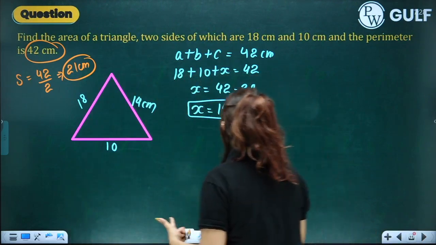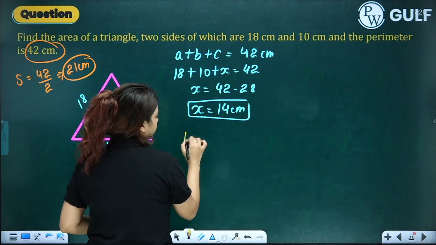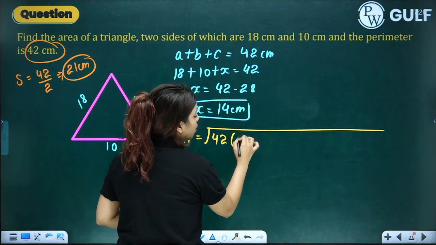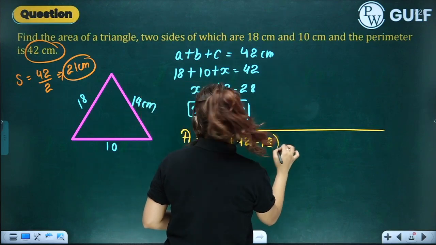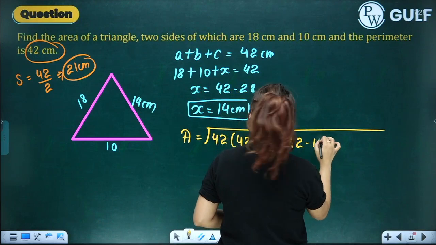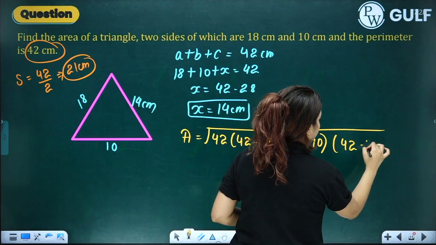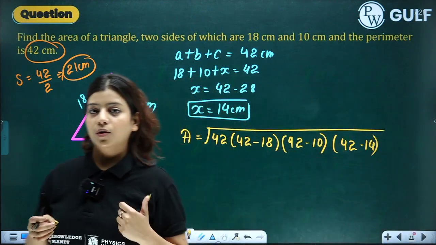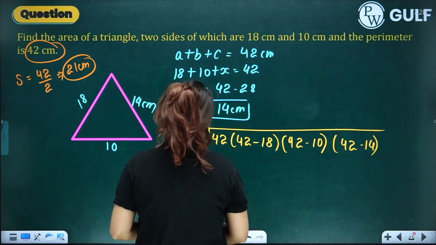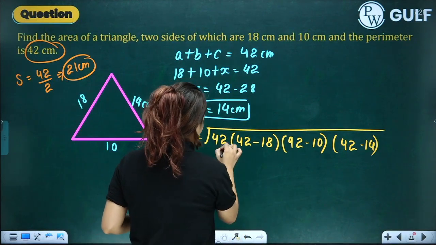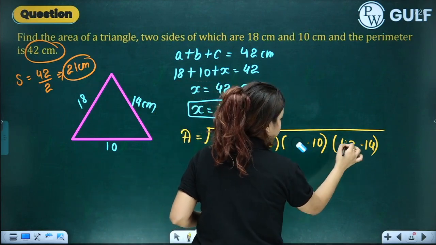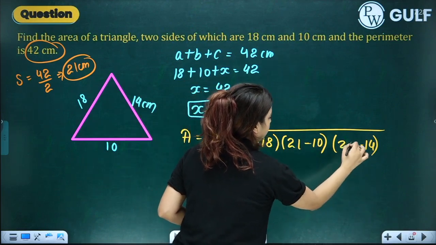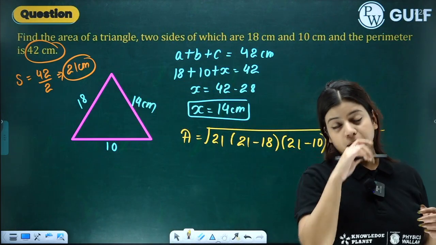The next thing, apply it into Heron's formula and directly calculate the answer. So the area will be equal to under root of s, s minus 18, students, s minus 10, and then s minus 14. Right? So these are the 3 different sides, and we have the semi-perimeter, that is 21. So let's take 21, 21, 21 and 21. Right? So we have to take the semi-perimeter, not the perimeter.